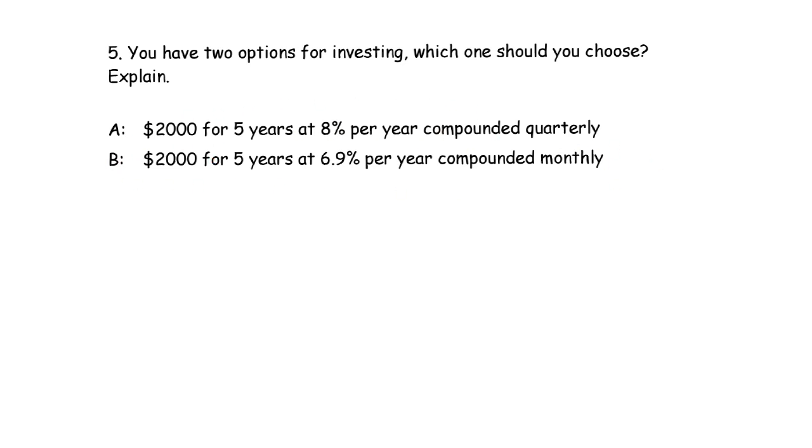So here we go. All right. So they've asked us, which one should we choose? $2,000 for 5 years at 8% compounded quarterly, or $2,000 for 5 years at 6.9%. So here is the work that we get when we do option A and option B. And I expect you to lay your work out very similar to this on your testing.